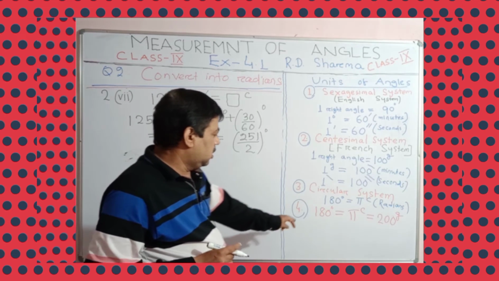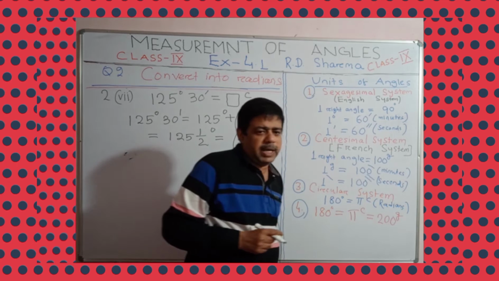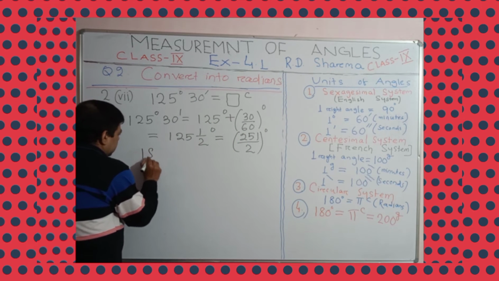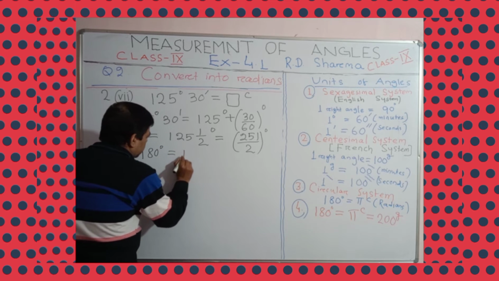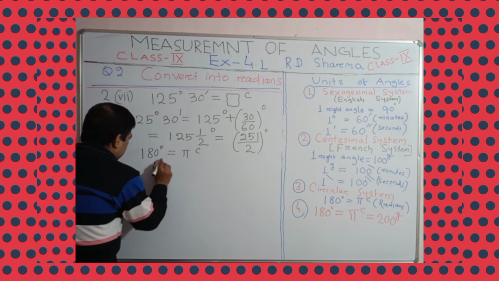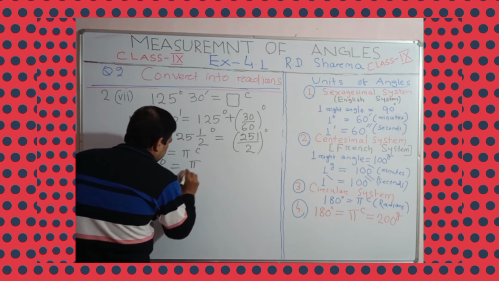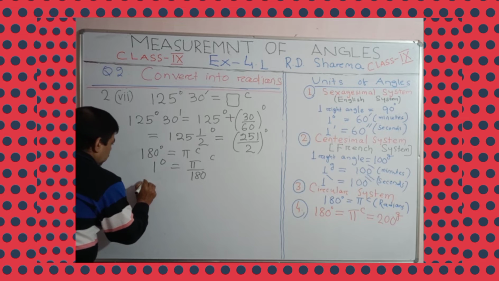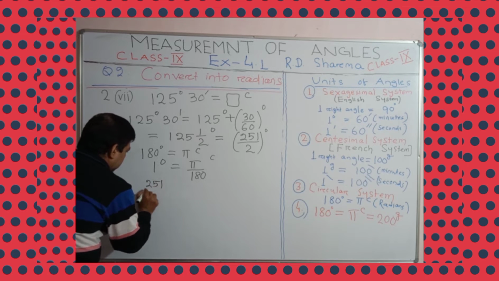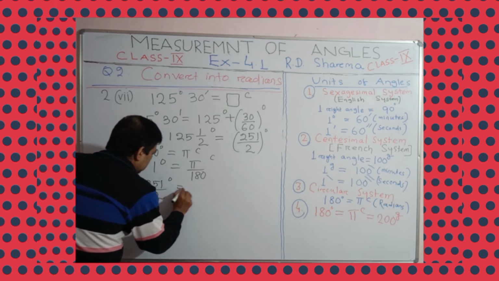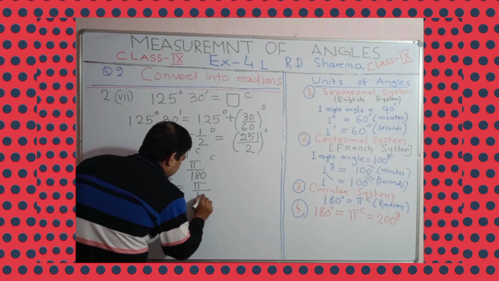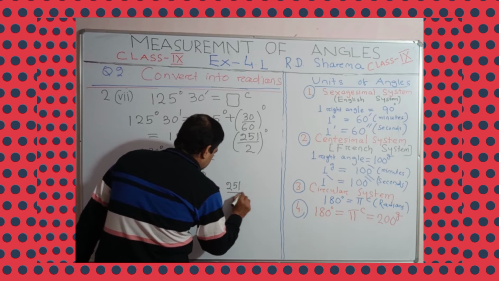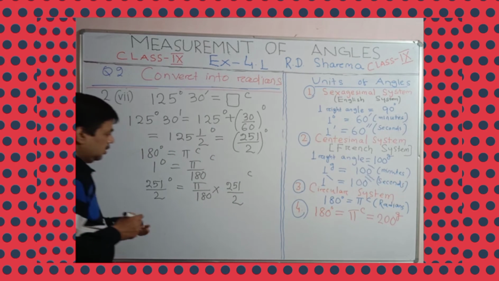And again you see, 180 degree is equal to pi radian, and 1 degree will be pi upon 180 radian. Yes, and 251 by 2 degree will be pi upon 180 into 251 by 2 radian.